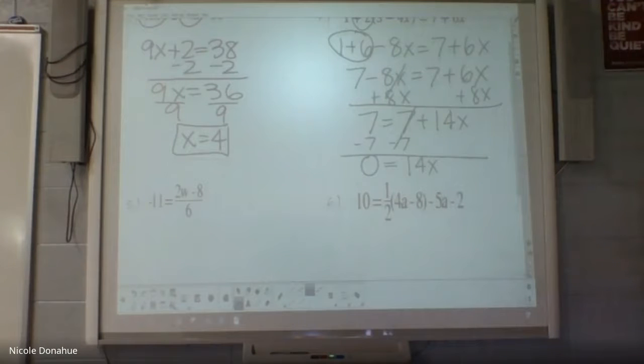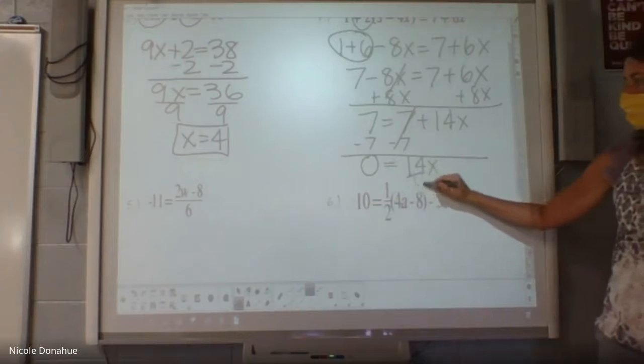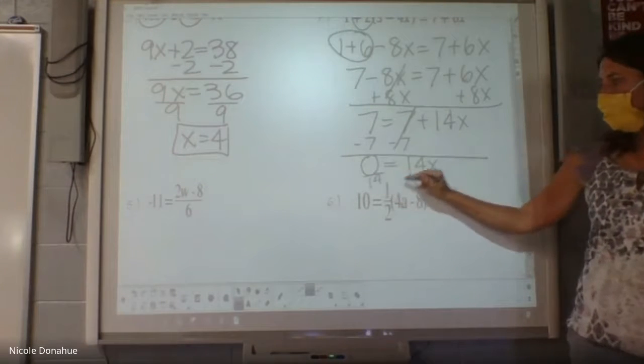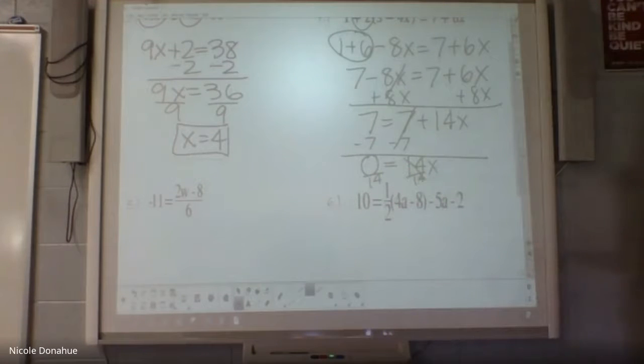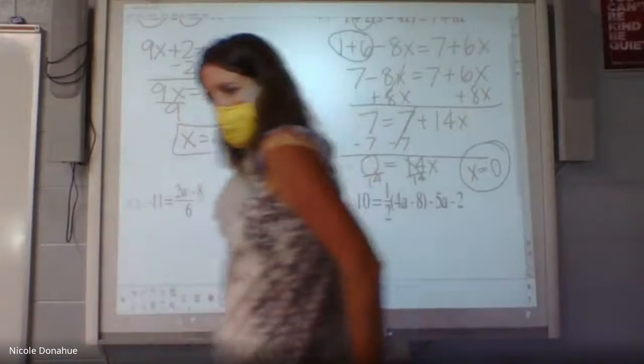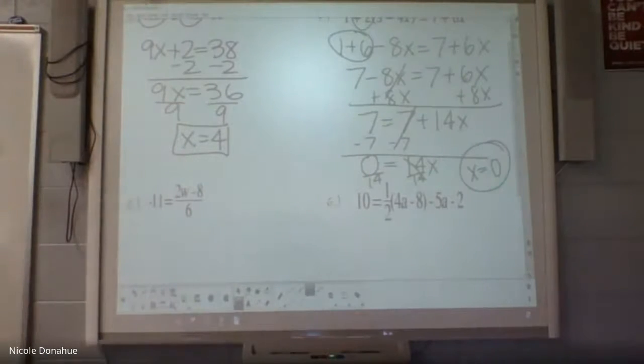And then to get x alone, we're going to divide by 14. Now, if I have no cookies and I divide them amongst 14 friends, how many cookies does each of my friends get? None. But if I have 14 cookies and 14 friends, each friend gets 1 cookie.